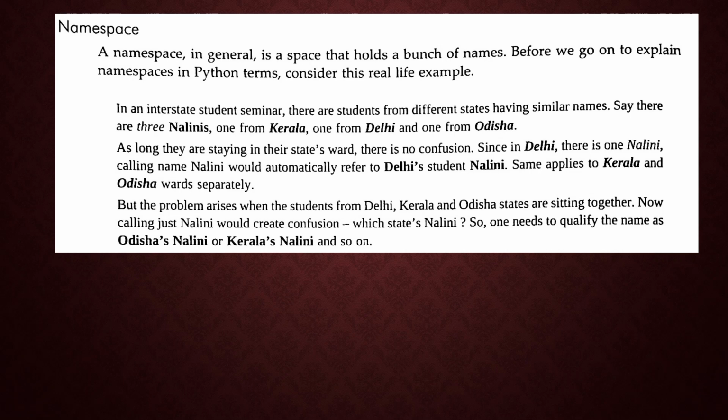Same applies to Kerala and Odisha wards separately. But the problem arises when the students from Delhi, Kerala, Odisha states are sitting together. If they are not staying in their particular state wards, and are sitting together, now calling just Nalini would create confusion. Which state does she belong to? Which state's Nalini? Whether it is of Kerala, Delhi, or Odisha. One needs to qualify the name as Odisha's Nalini or Kerala's Nalini, and so on.